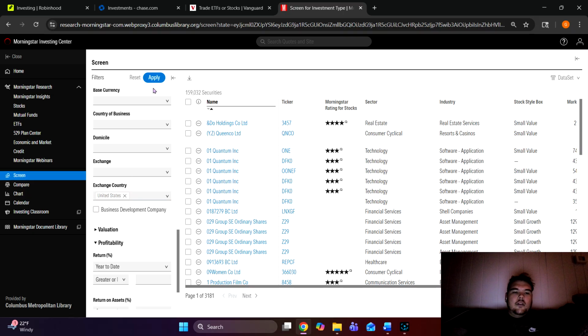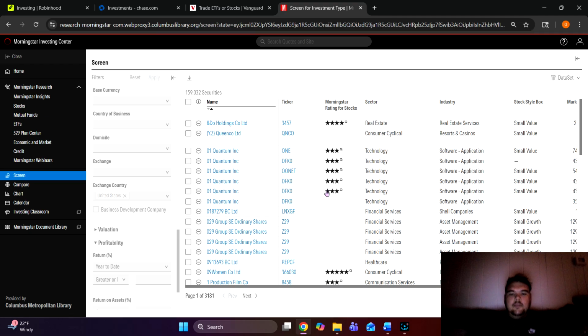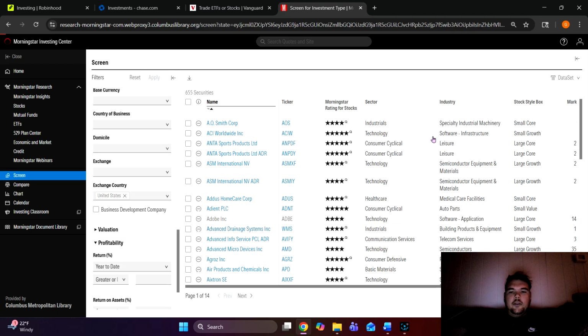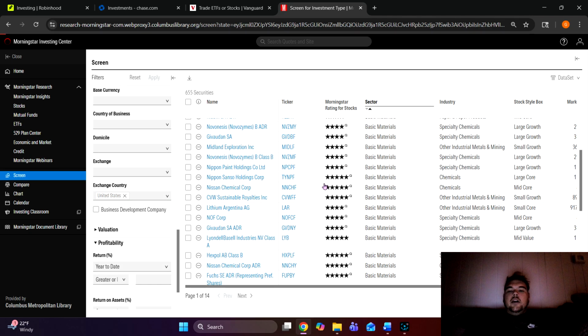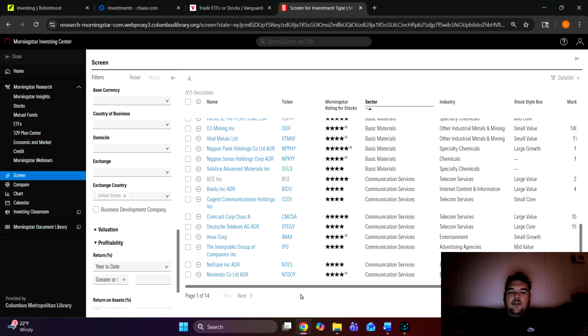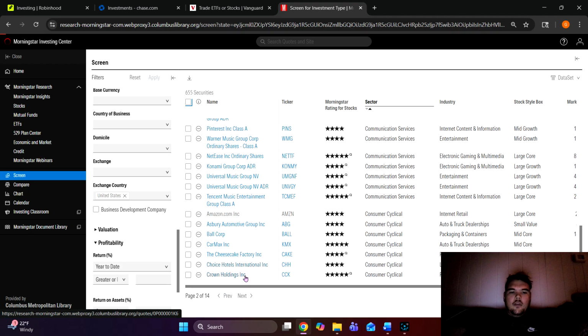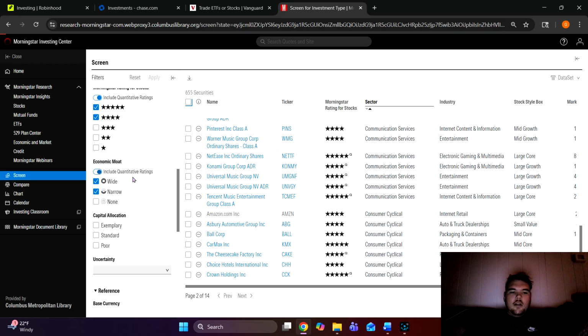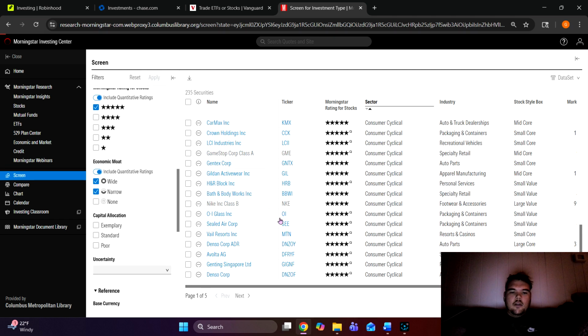So this is what I do first. Go to the screener, screen your companies. You can play around with it if you want. I usually filter it by sector, because that helps a little bit with diversification if I wanted to really diversify. Let's do 5 star wide narrow moat just to narrow it down a little more.